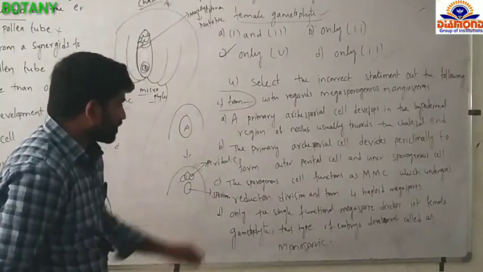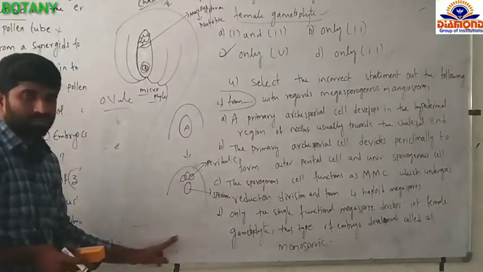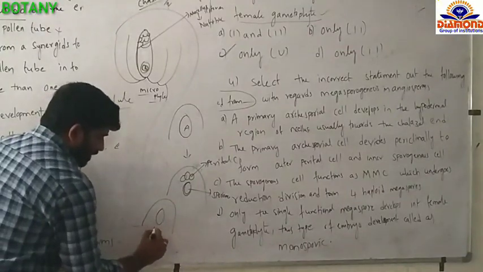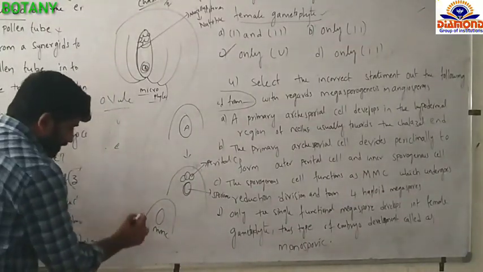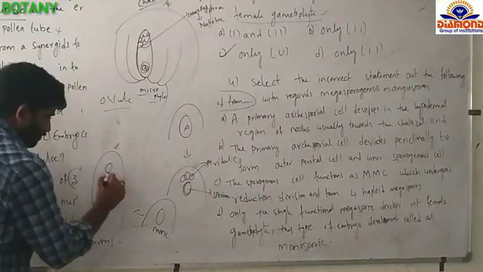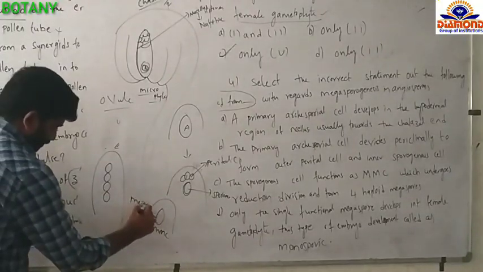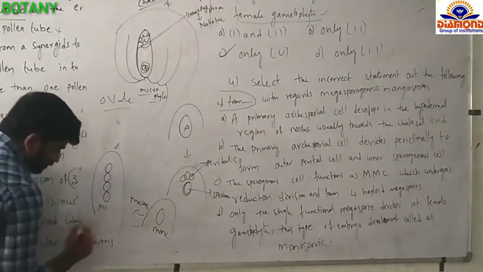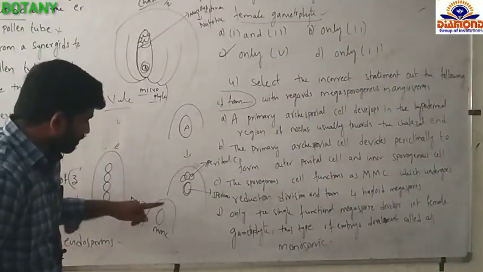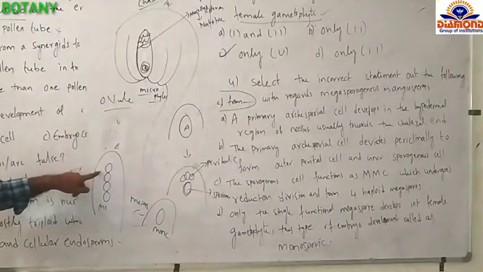Option C: the sporogenous cell functions as the megaspore mother cell, which undergoes reductional division. This is the sporogenous cell. It can act as a megaspore mother cell and undergo reductional division, which means meiosis, and form 4 haploid megaspores. This megaspore mother cell, also called the sporogenous cell, can undergo reduction division and form 4 haploid megaspores.